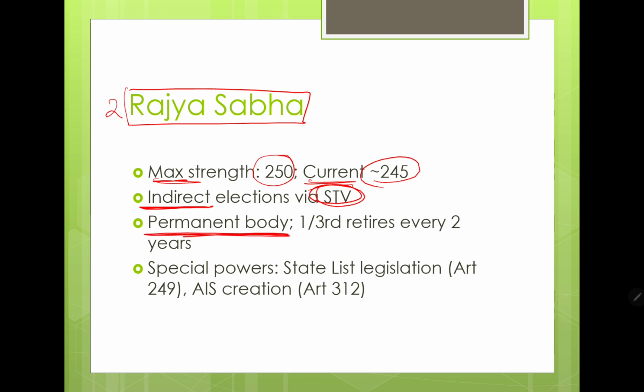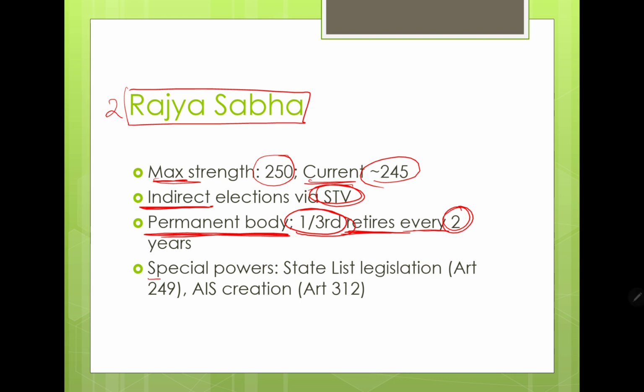This is a permanent body because here it does not have a fixed term. After 5 years, the Lok Sabha dissolves, and again a new government is chosen. New members come to the Lok Sabha. But in case of Rajya Sabha, it is called a permanent body because the house term is not fixed here. Only one third of the members of the Rajya Sabha retires every 2 years, and the new members will be joining.